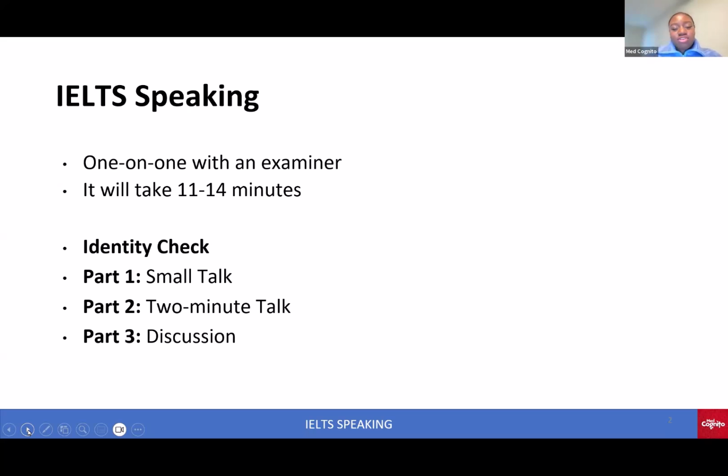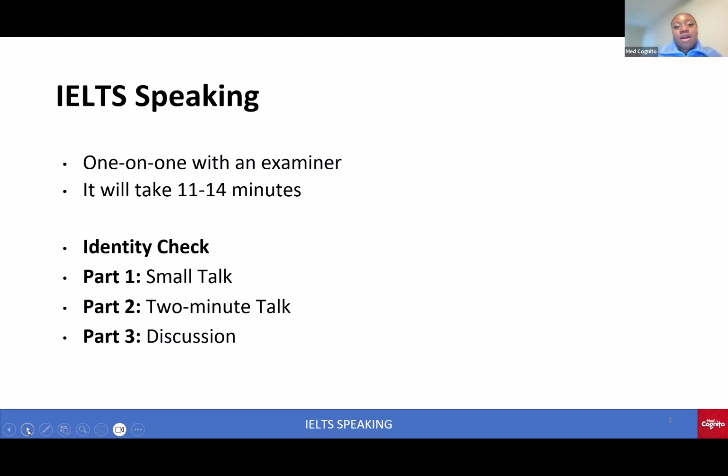So the speaking portion of the IELTS exam is one-on-one with an examiner. Usually it takes about 11 to 14 minutes. And you start off with an identity check. And usually this is just asking your name, your ID. And at this point, you're going to want to make sure that you have everything that you need. Your identification is crucial. So making sure that you have your passport or your driver's license.